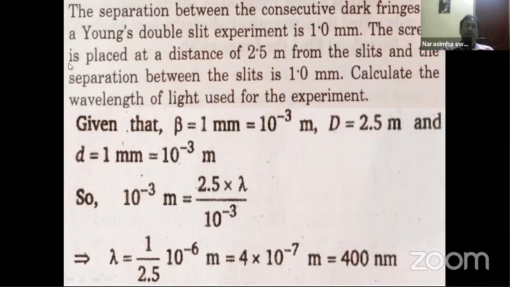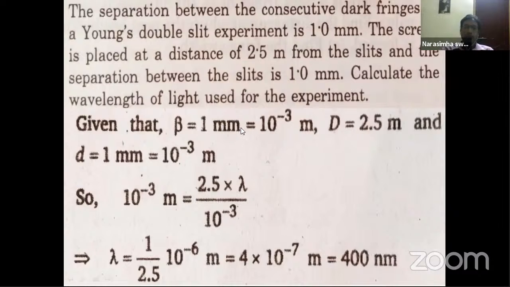Now the screen is placed at a distance of 2.5 meters from the slits, so the capital D value is given, and the separation between the slits is 1 mm, so the small d value is given as 1. Now we are asked to calculate the wavelength of light used for the experiment. I hope it's easy. All values must be in meters, so we convert the millimeters.